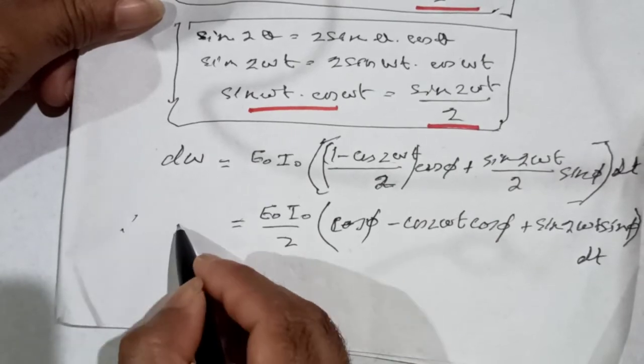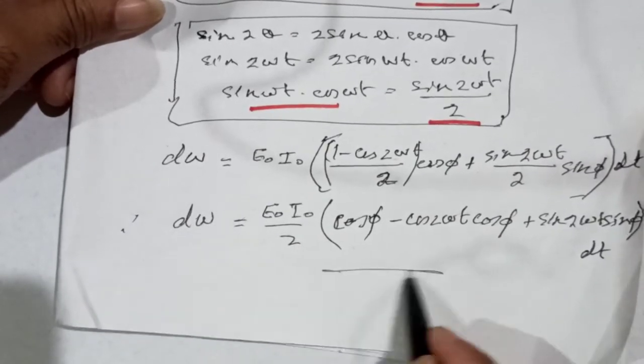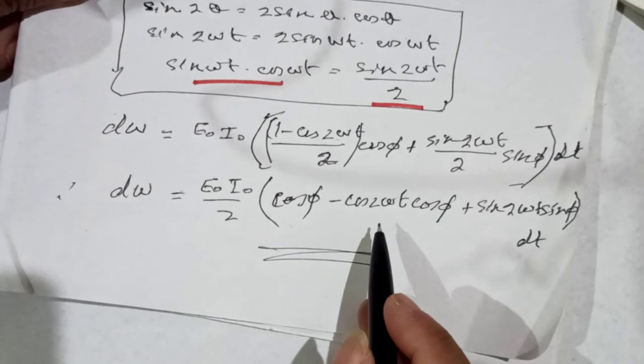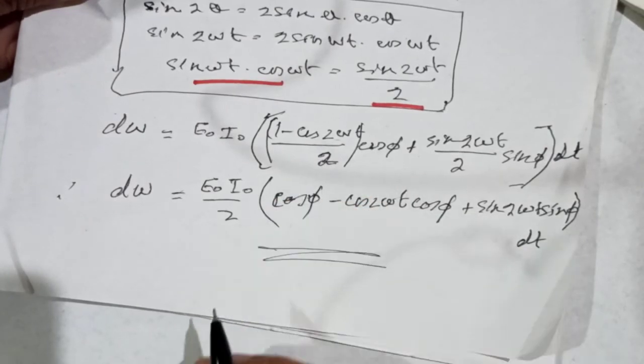So therefore dw. So this is not the final equation. Yet there are more steps.